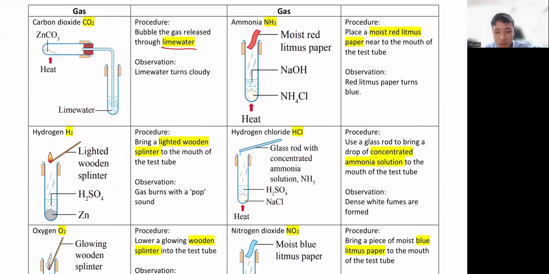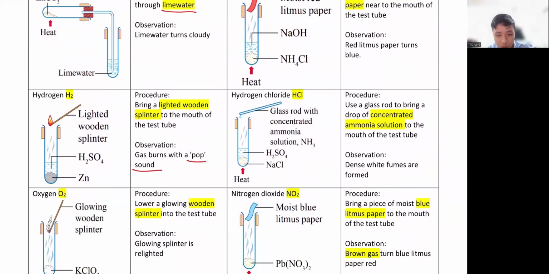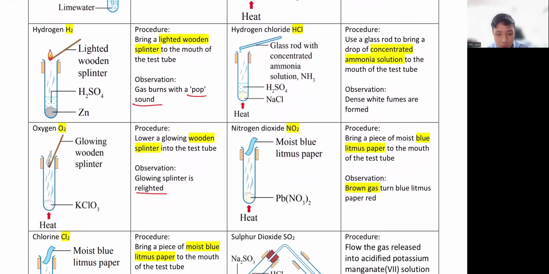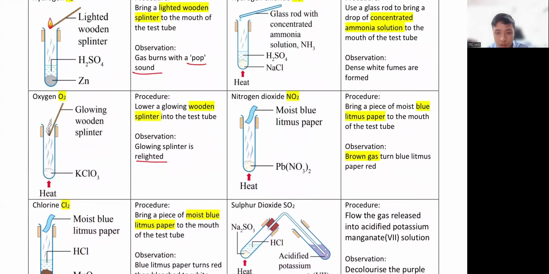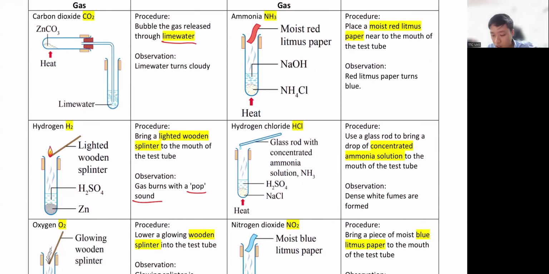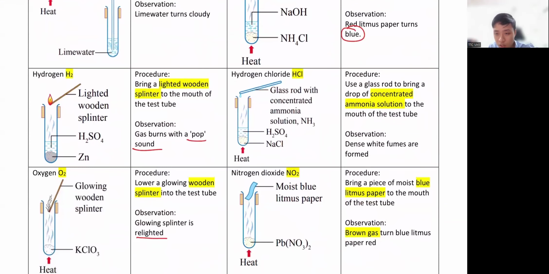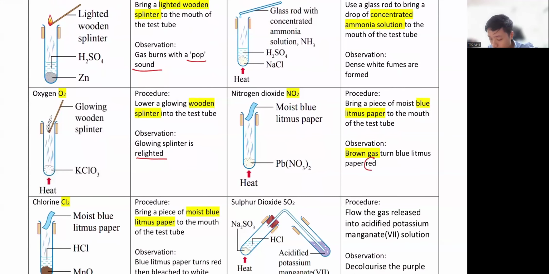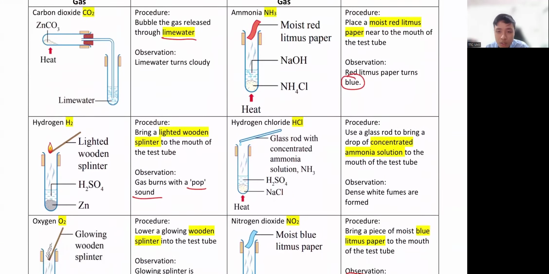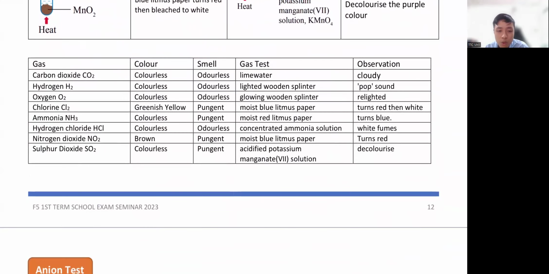Also hydrogen gas: a pop sound. It's similar to the oxygen test, just a different reaction. For hydrogen you get a pop sound; for oxygen, a glowing wooden splinter relights. For chlorine, you can read yourself. Also ammonia: ammonia is alkaline, so the litmus paper becomes blue. For hydrogen chloride and nitrogen dioxide, you get a brown color gas and the litmus paper becomes red because it's an acidic gas, and so on. Any problem? I've gone through this, so let's move on.